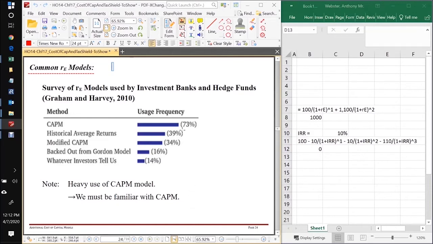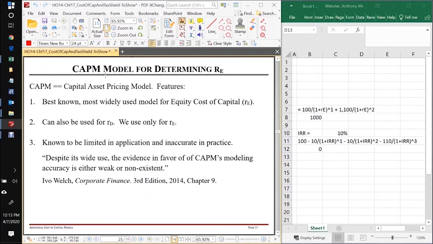But one thing that's very clear here is that CAPM and modified versions of CAPM are used far and away more than anything else. So for that reason, we've got to be familiar with at least the basic CAPM model. Now let's take a deeper dive into the CAPM model. CAPM stands for the Capital Asset Pricing Model, and here are its key features. It is the best known, most widely used, as we just saw, model for estimating equity cost of capital. It can also be used for RD. It's not as common, happily, and we're only going to use it for RE.